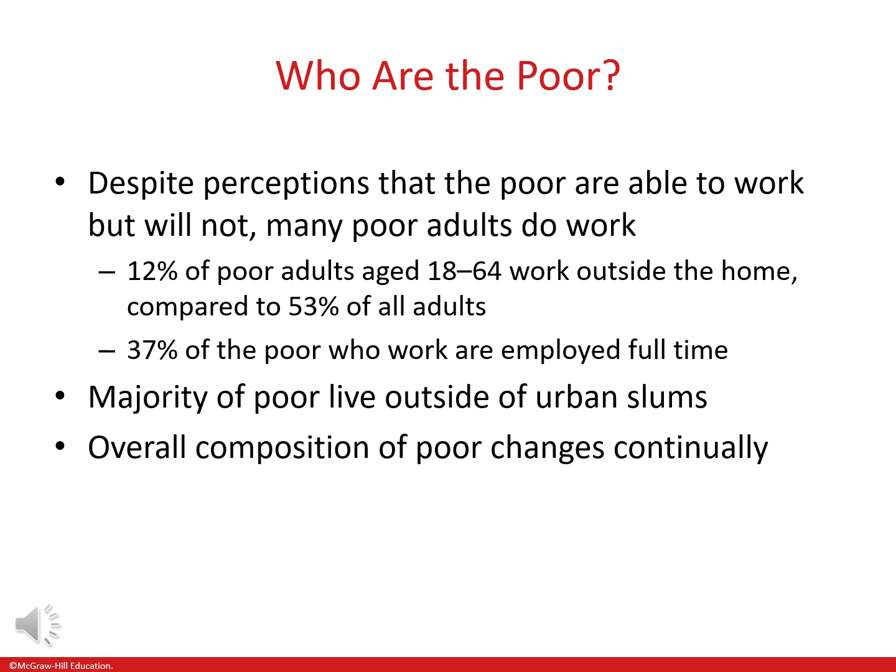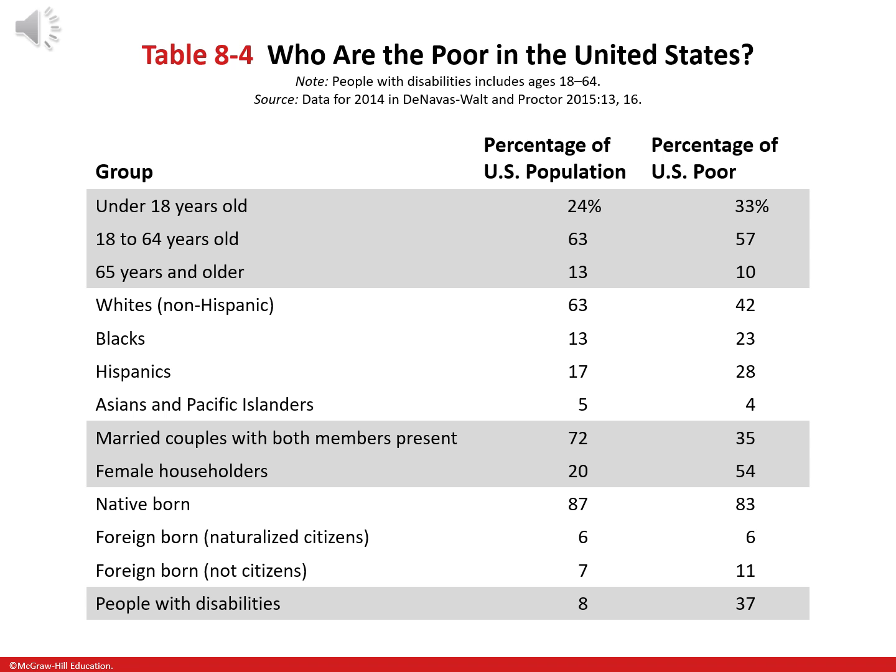So who are the poor? The poor are people that usually do hold jobs outside of the home, but they just don't make enough money to make ends meet, depending on where they live, depending on which jobs are available, depending on their level of education. So 12% of poor adults aged between 18 and 64 work outside the home, compared to 53% of all adults. And 37% of the poor who work are employed full-time. So this shows that the minimum wage is not equitable to live off of. Table 8-4 demonstrates who the poor are in the U.S. as far as 2015.